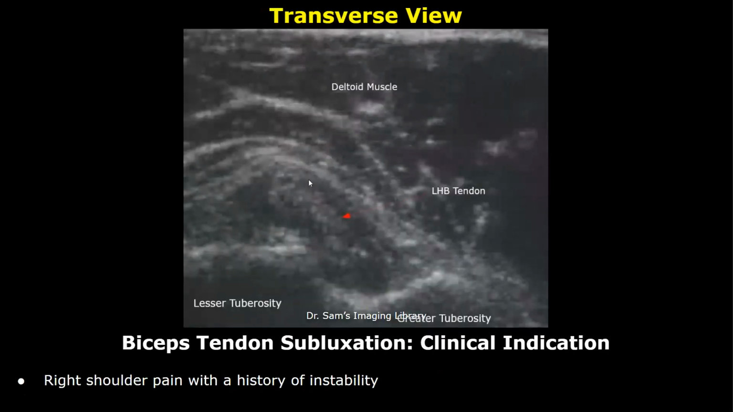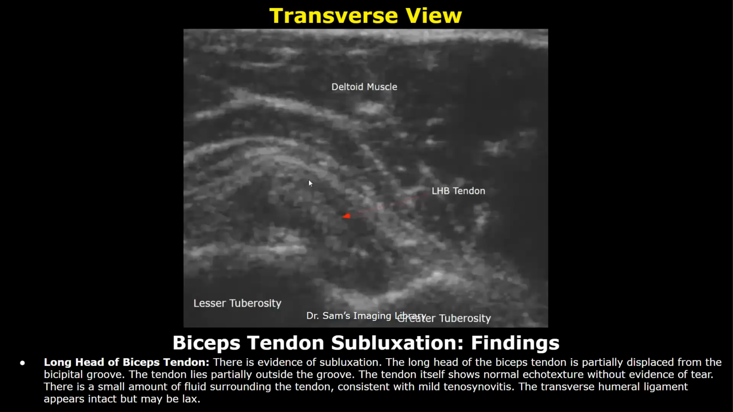This is a report for biceps tendon subluxation. Clinical indication is right shoulder pain with a history of instability. These are the findings: long head of biceps tendon. There is evidence of subluxation. The long head of the biceps tendon is partially displaced from the bicipital groove. The tendon lies partially outside the groove.